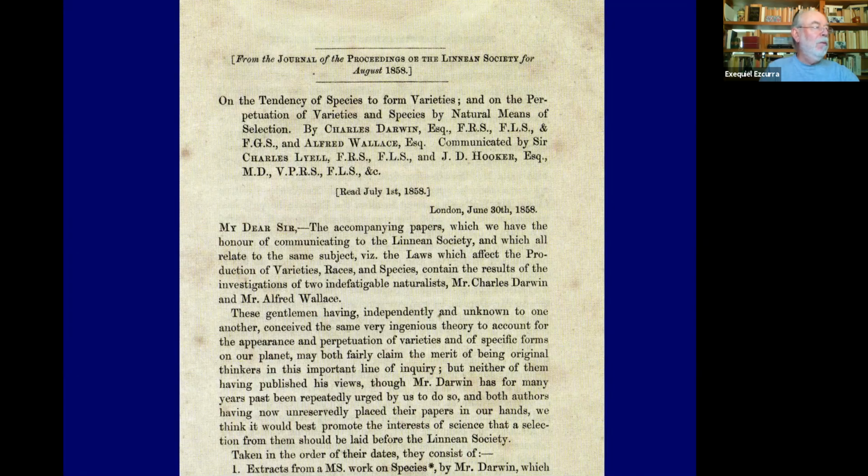And it was this guy here, Charles Darwin, who was the first one to crack the nut, to be able to solve the conundrum, together with Alfred Russel Wallace, an English biologist who was in Malaysia collecting plants and animals for British museums at that time. And Darwin published this incredibly influential paper in 1858, already towards the end of the Enlightenment. He's probably one of the last representatives of the Enlightenment, on the tendency of species to form varieties and on the perpetuation of varieties and species by natural means of selection.